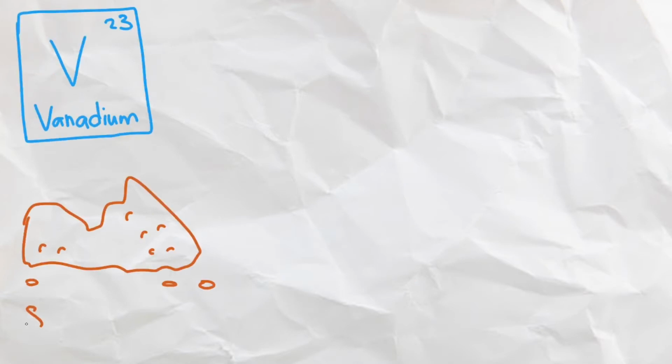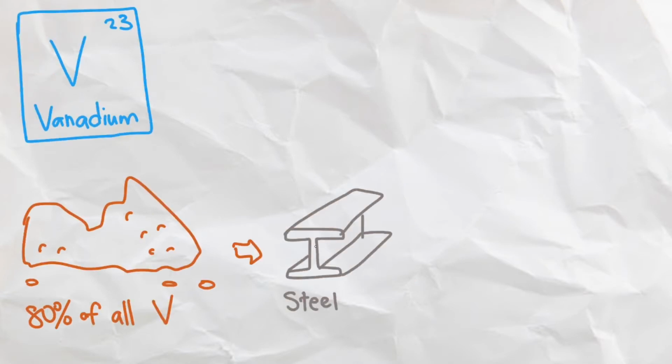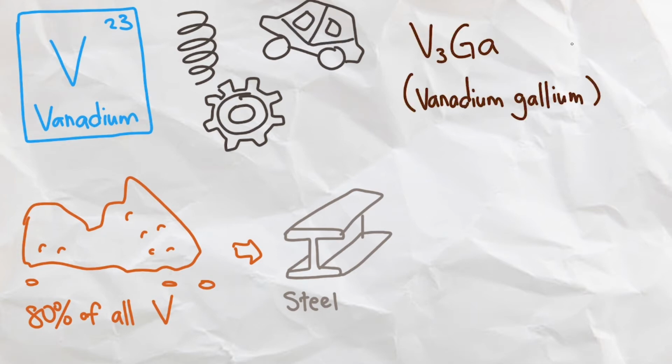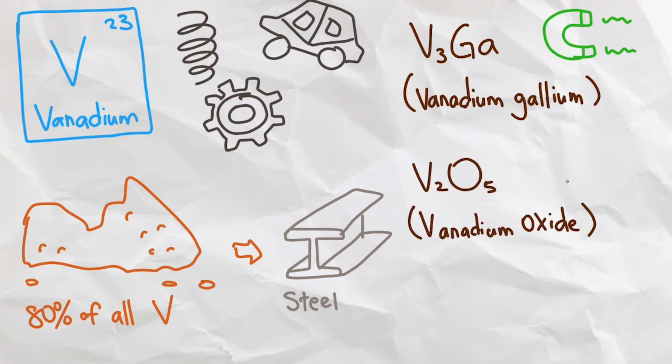Next, we have vanadium, a very strong metal most commonly used to make steel. Those vanadium steel alloys are then used to make machine parts, springs, and vehicles. Additionally, vanadium gallium is used to create highly conductive magnets, while vanadium oxide is used as a chemical catalyst and in ceramics.